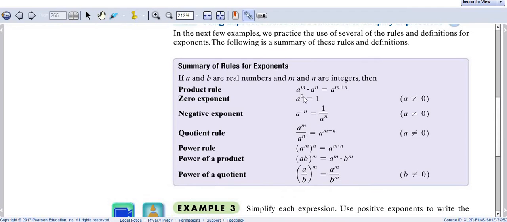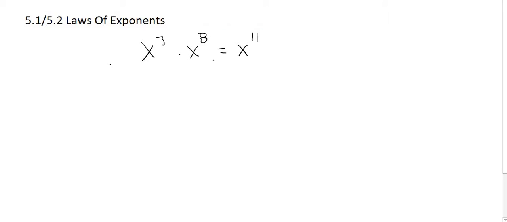The zero exponent rule just says that any number that's not 0 raised to the 0th power equals 1. So if I had x to the 0, x could be anything. Assuming that x is not 0, then it gives me 1. But if I had 5 to the 0th power, that is also 1. 100 to the 0th power is 1. That's all that the zero exponent rule is saying.